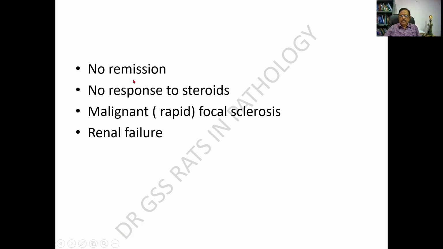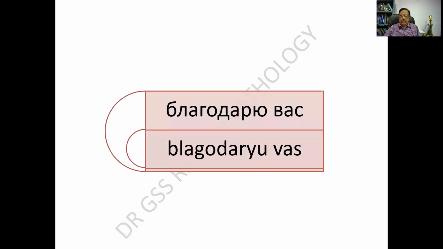Regarding the progress of the disease, there is no spontaneous remission. It does not respond to steroids, and it can go in for a malignant focal sclerosis. That is, rapidly there is a sclerosis of the entire glomerulus, resulting in renal failure. I hope you people have understood this. I would like you to kindly read the master tabular column.